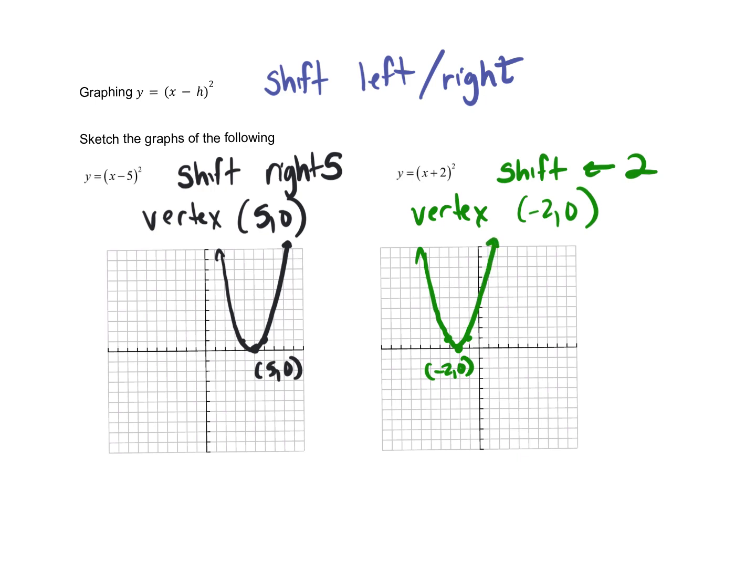So we can move left and right when it's inside. Remember, it's always the opposite in vertex form. And then we can shift it up and down by adding or subtracting to the end. And that's always going to be our y value, our vertical shift.